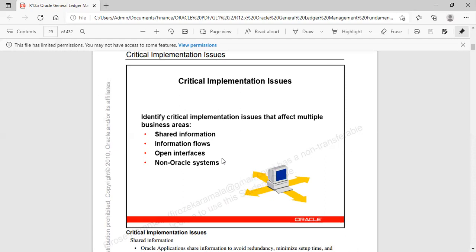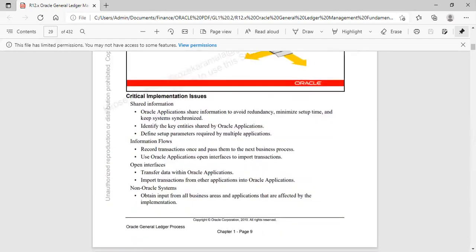Vendor code, whatever series you start, 1, 2. Don't go with the name, always go with the code. That is where we have to look. These are the critical issues. Oracle applications have to avoid redundancy and minimize setup time. That is a keyword: minimum setup time.